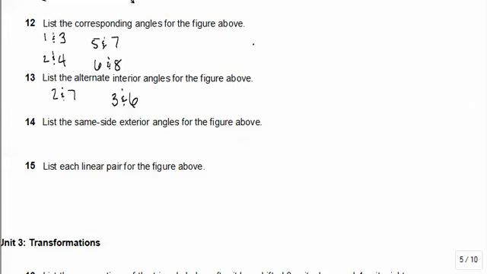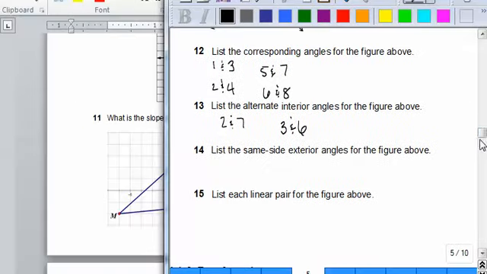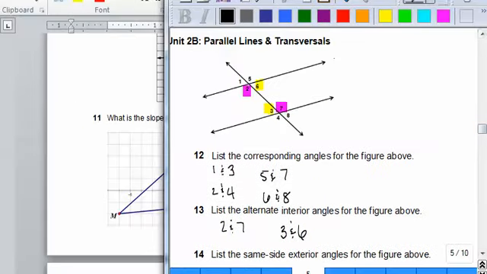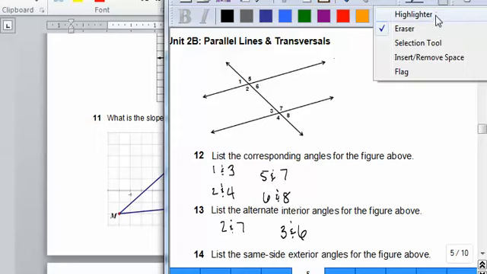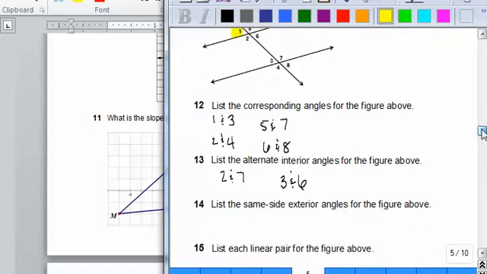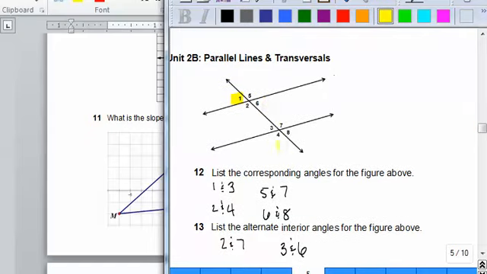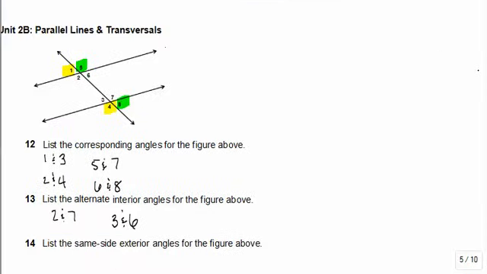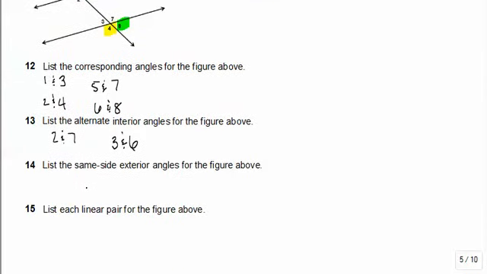List the same side exterior angles for the figure above. So same side exterior. So they're on the same side but on the outside. So 1, did it say same side exterior? Okay. So 1 and 4 and then 5 and 8 are same side exterior. 1 and 4 and 5 and 8.